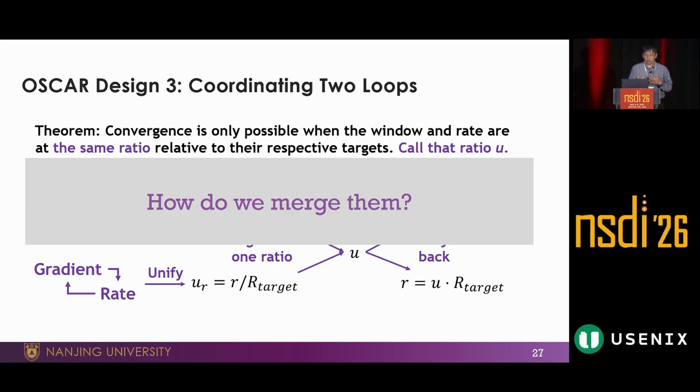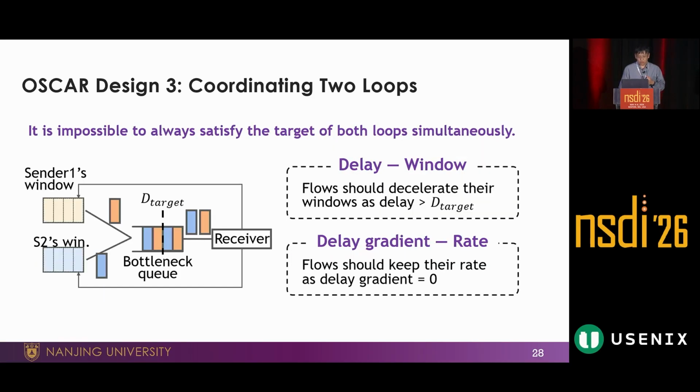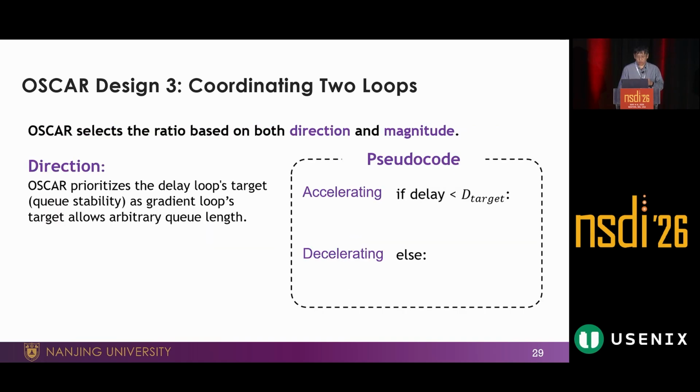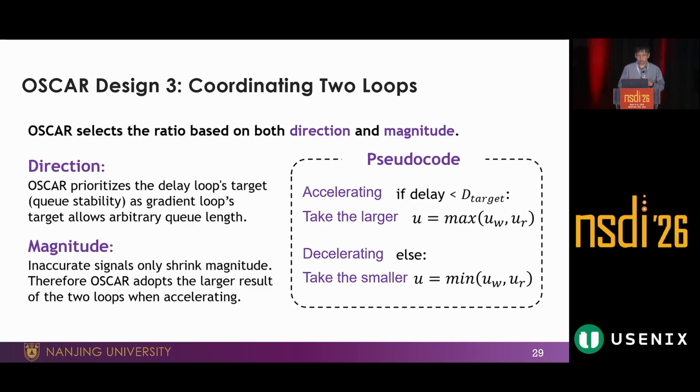The problem is how can we merge them into a single mu? This is our coordination. The basic idea is we first choose the direction. We use the window part to decide whether we accelerate or decelerate. And then we decide the magnitude, how much we accelerate and how much we decelerate. This is the pseudocode. All the details we will leave to the paper.